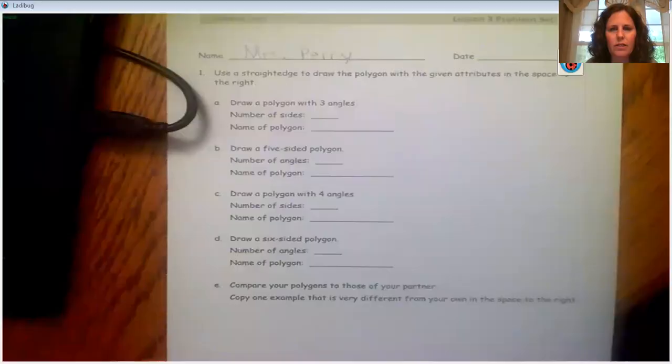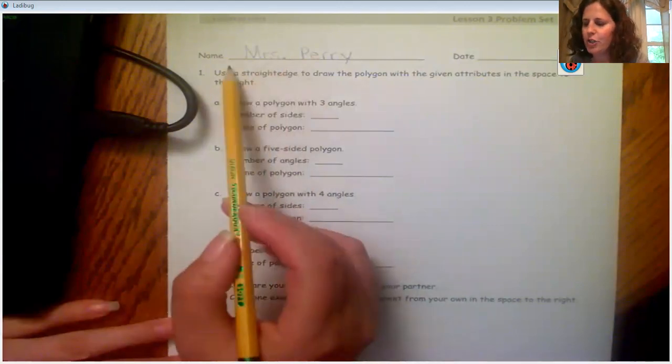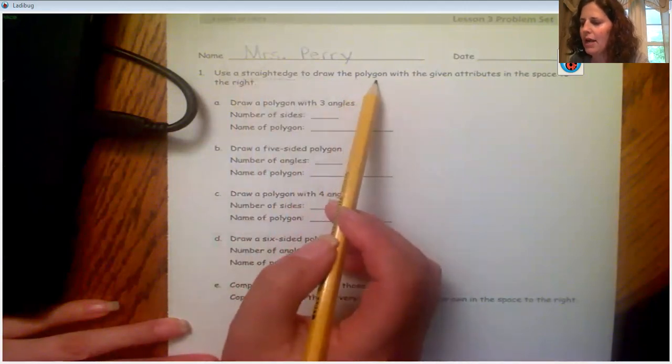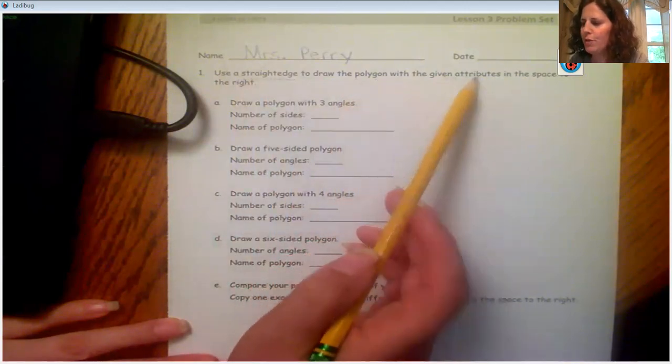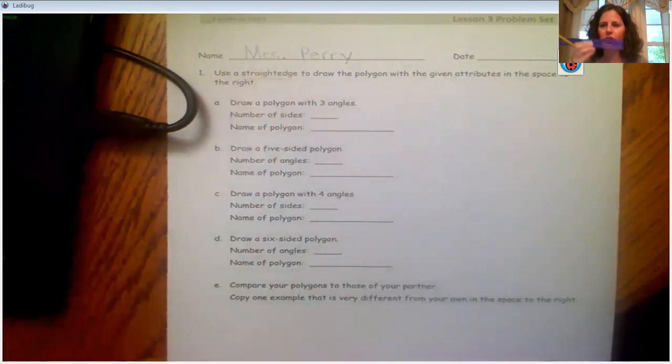So for my students, that's page 11. I'm going to pull up my ladybug so you can follow along as I work on lesson 3. The directions say to use a straight edge to draw the polygon with the given attributes in the space to the right. A straight edge is a ruler. If you need to, pause the video right now, go get your ruler, and then come join me.